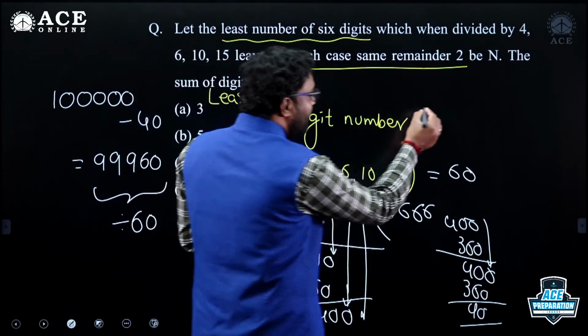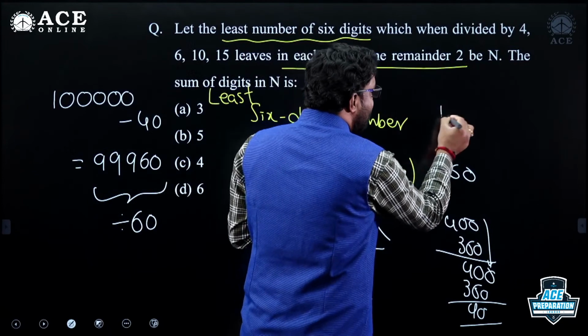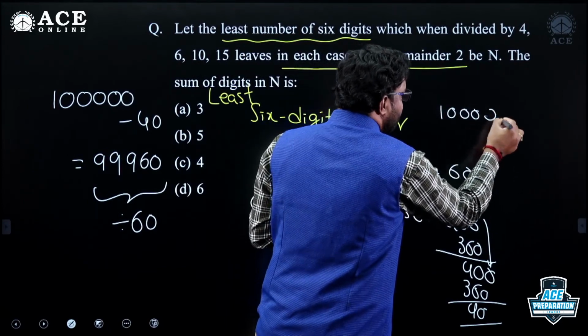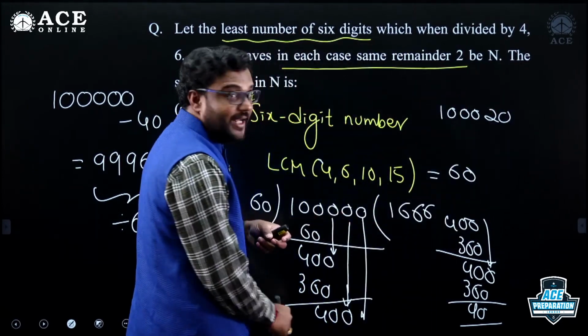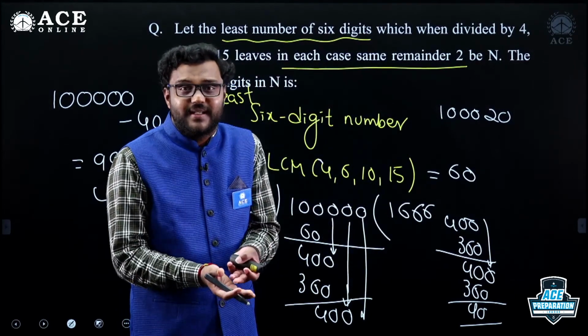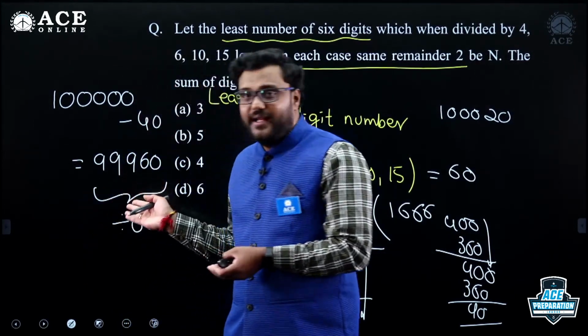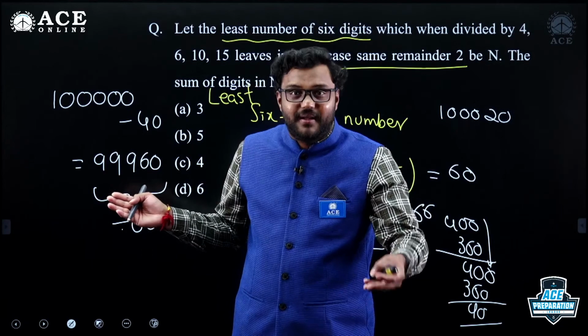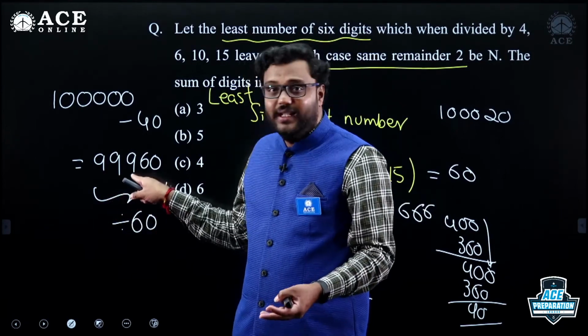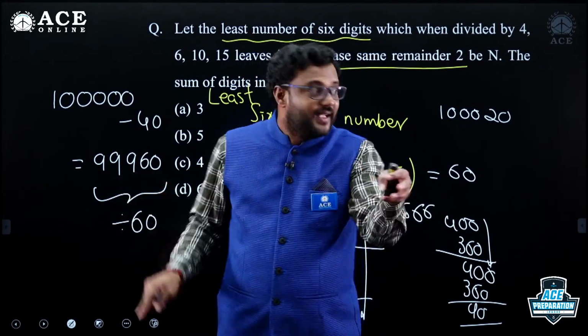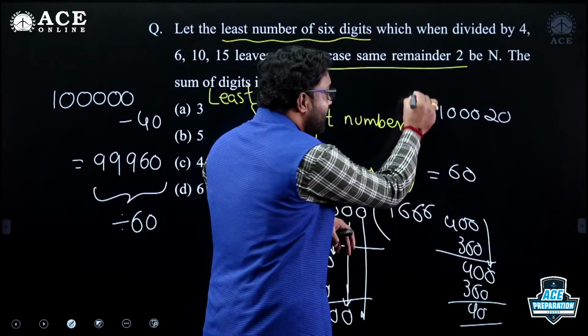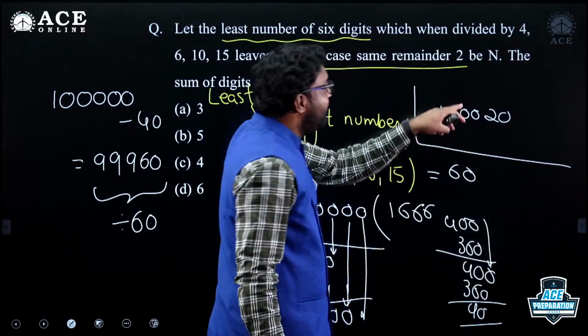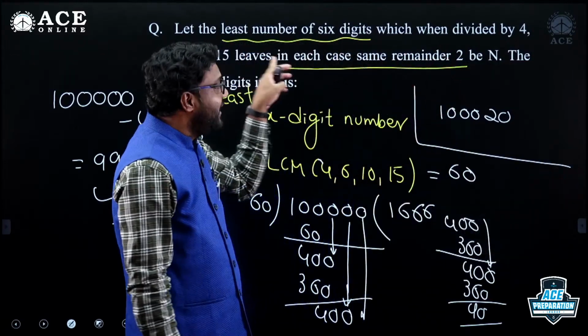the next number is what? If you add 60, it's 1,20,000, my dear friends. So why do you have to add 60? This is a 5-digit number, right? You want a 6-digit number. The next value, if you add 60, will enter into 6-digit numbers. This is the least 6-digit number which is divided by 4, 6, 10 and 15.